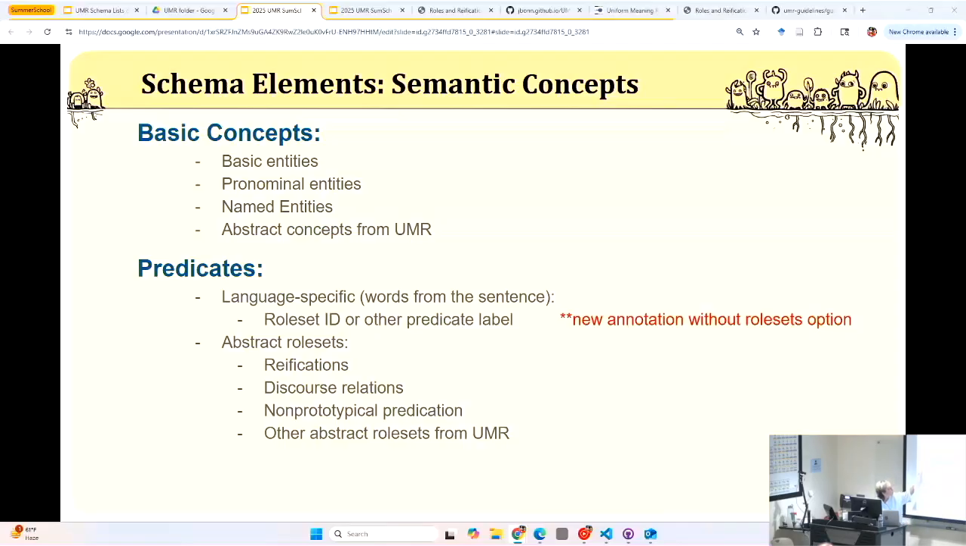And then same with predicates. Mostly you're going to be getting predicates from your role set lexicon if you have one, or from words in the sentence that you're going to put a dash, 0, 0 on. But there are also abstract role sets. And the abstract role sets do include the reification role sets, which we've already talked about, but there are others.